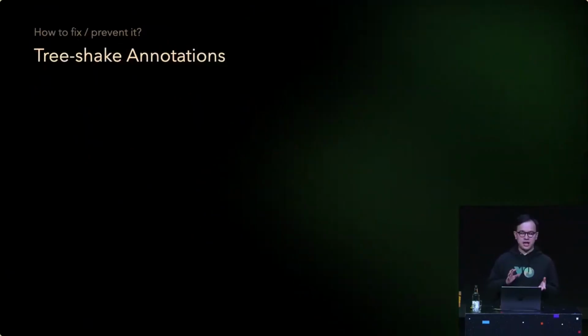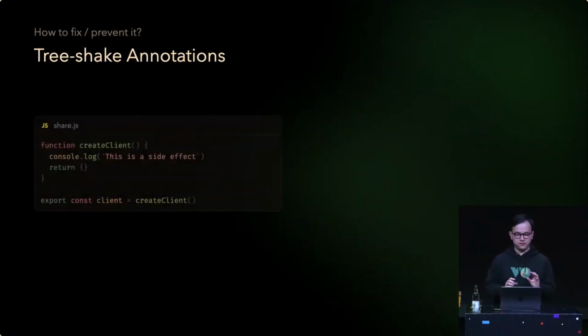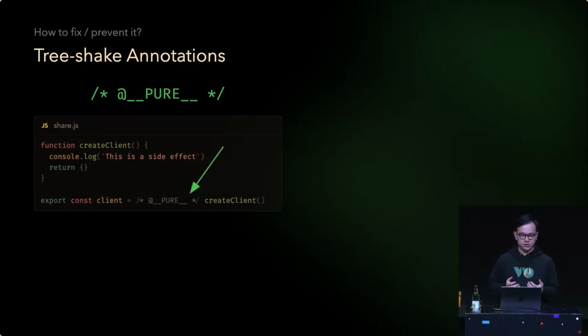If your project is large and you can't just move files around, but you still want to fix tree shaking issues caused by side effects, you can try a tree shaking annotation called pure. The usage is very simple. Just add the pure annotation comment right before a function call that has side effects, telling the bundler that the following function call has no side effects. Then the bundler will be able to tree shake it away when the client export isn't used.